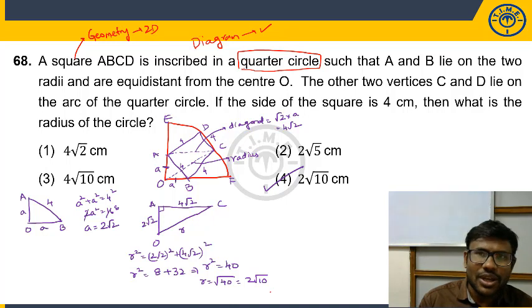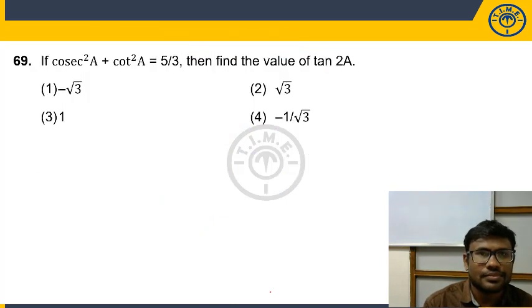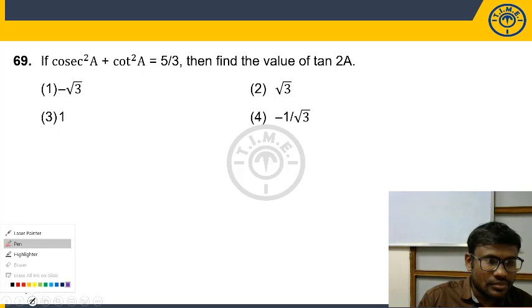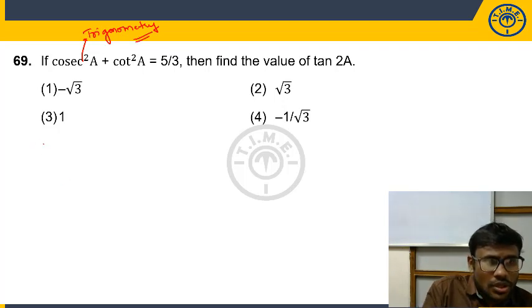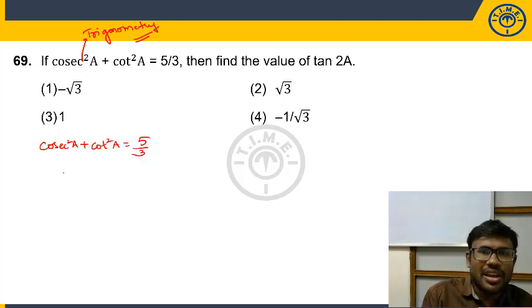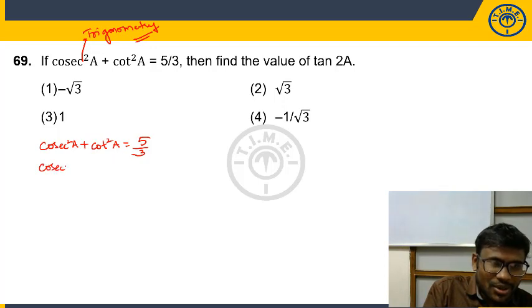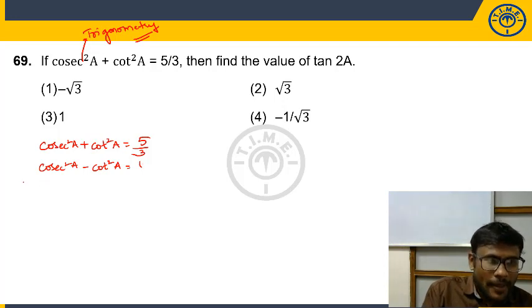Let us get into the next question. If cosecant square A plus cot square A is equal to 5 by 3. So a question from trigonometry. Cosecant square A plus cot square A is equal to 5 by 3. And I already know that cosecant square A minus cot square A is equal to 1. Yes or no? This was given and this was the identity we know.